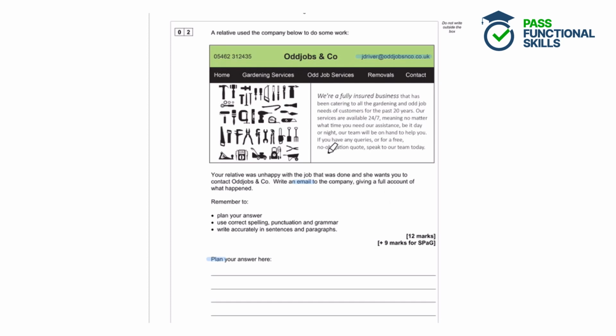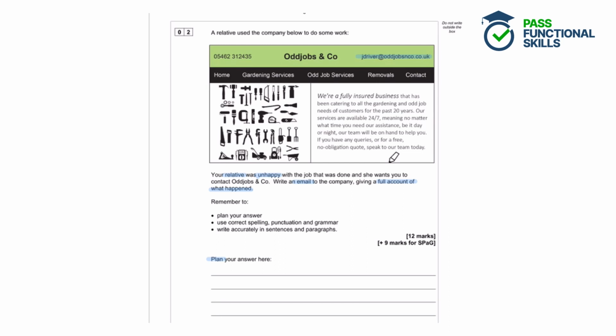The next thing that we need to identify is the purpose of the text. So we need to give a full account of what happened to our relative. Now, our relative has clearly had some work done with this company and they are unhappy with it. So we need to come up with something to complain about. So what could they possibly be unhappy about? Was it a painting job gone wrong? Or was there some kind of accident that happened when the workers were working? So that's the purpose of our text.